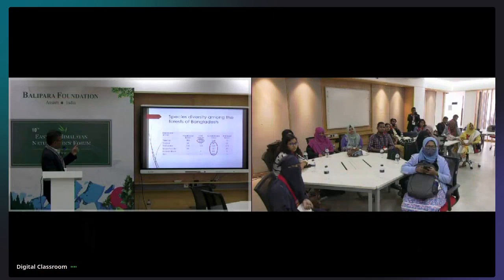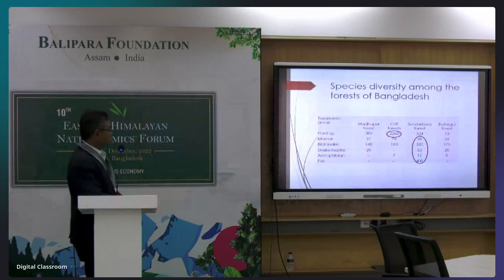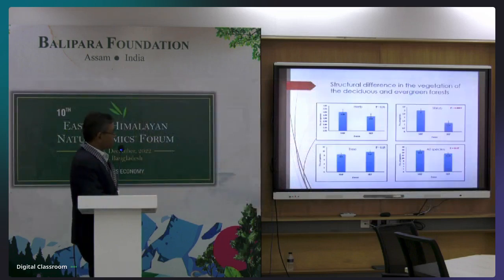If we categorize this forest diversity, we find that the highest plant species diversity is in the Chittagong Hill Tracts region. But in case of animal diversity, we find that Sundarban is much richer compared to the other forest types. So in case of diversity distribution, we find differences between the forests.